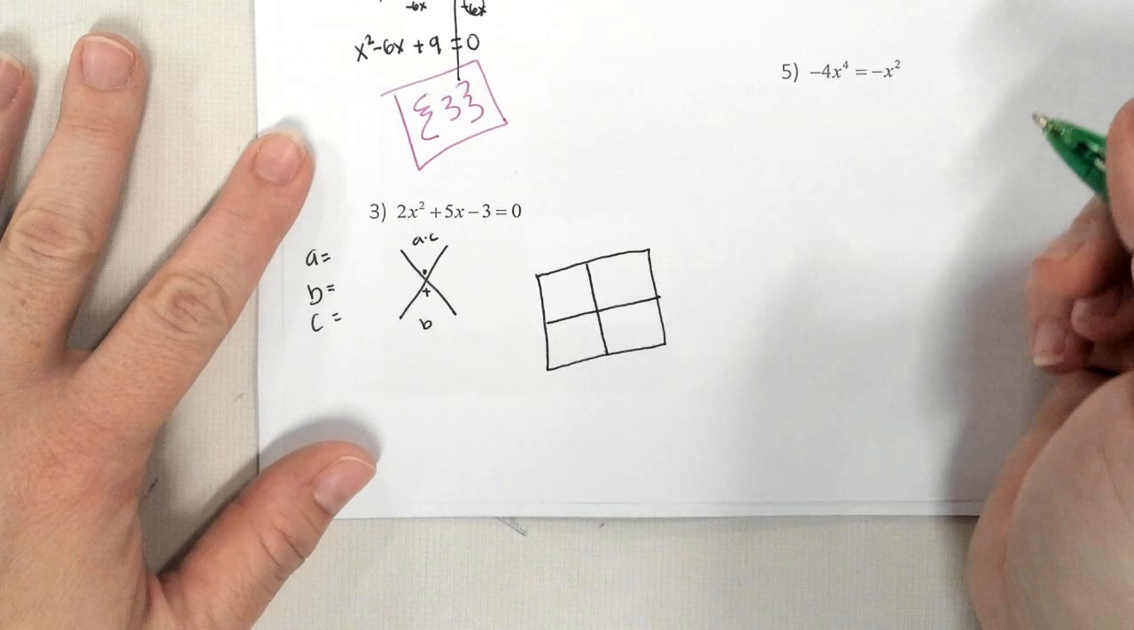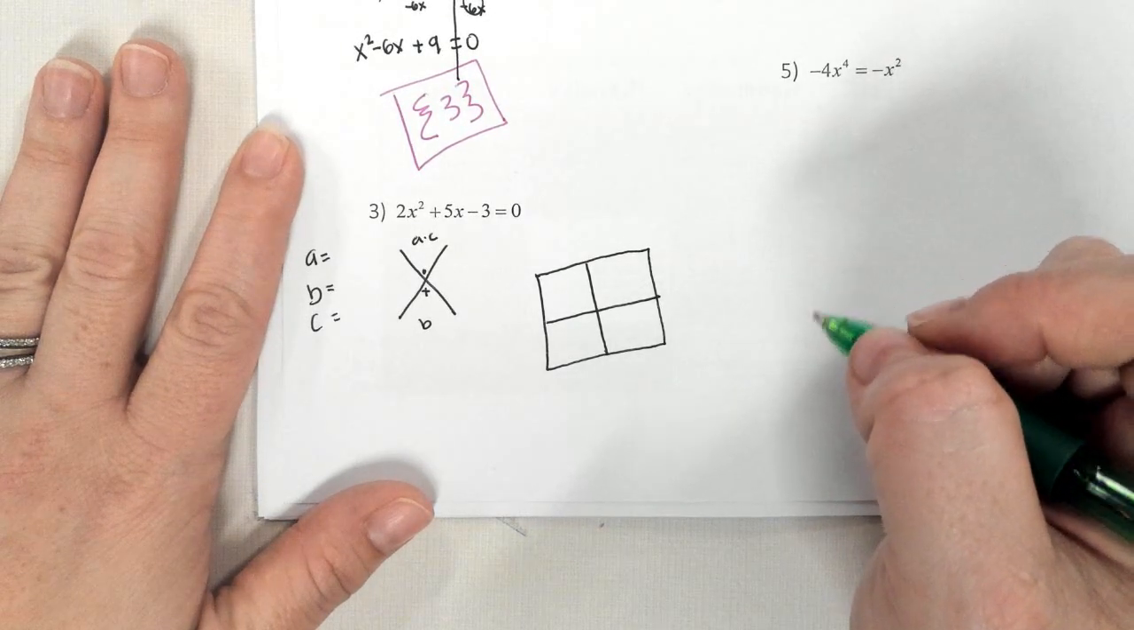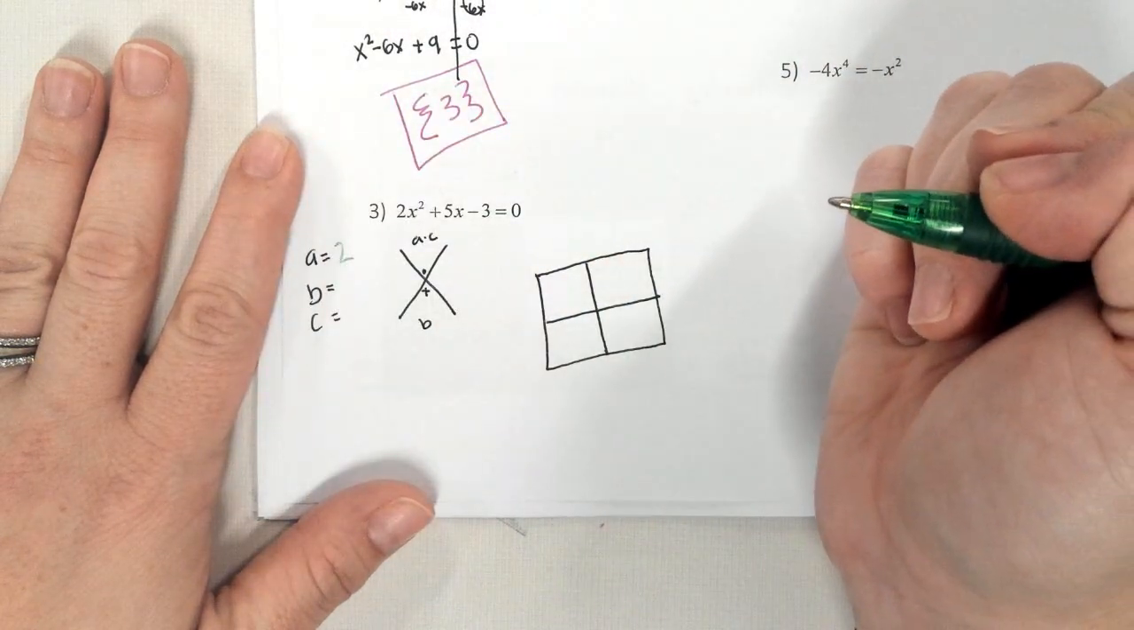Okay, what does my A equal? Oh, you're good. Story of its life. 2. You're fine. Oh, did it fall on you?